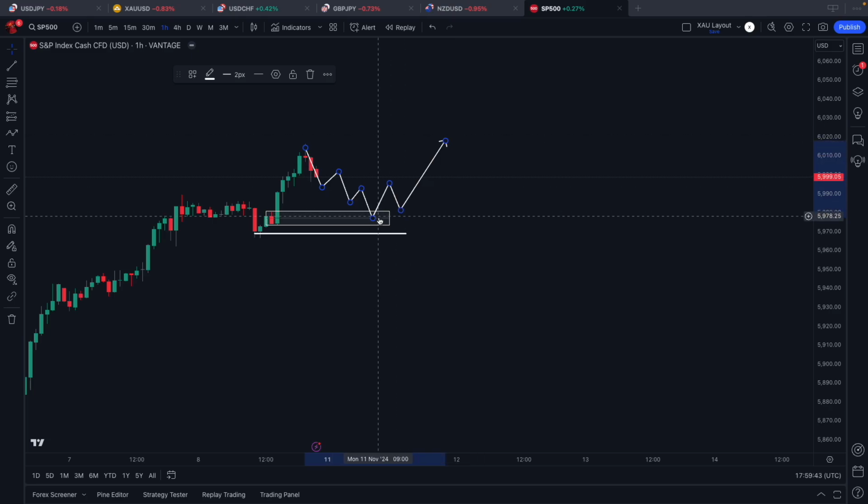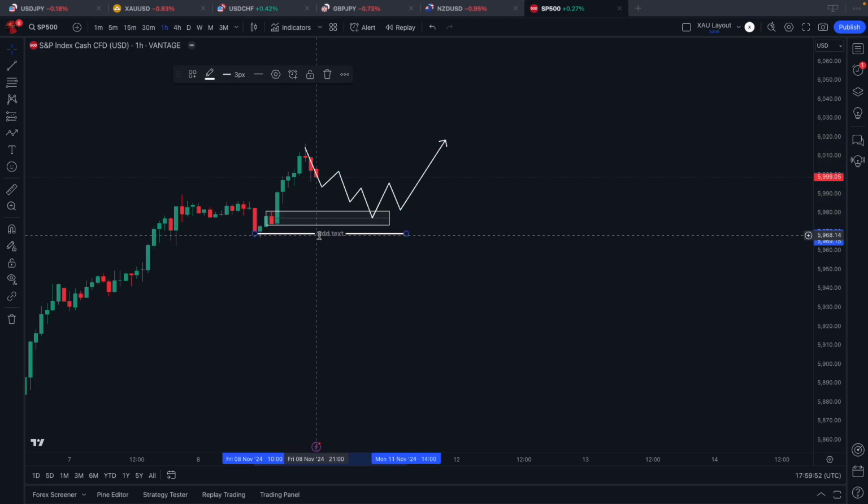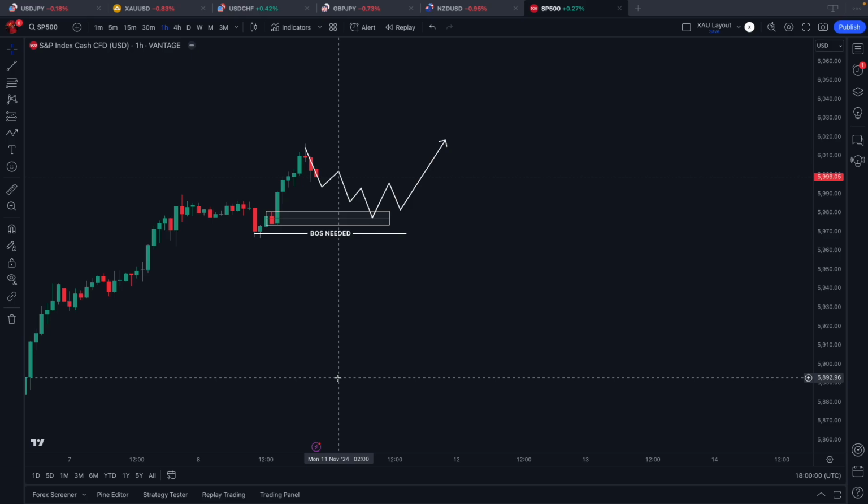Now, if price is absorbed from this area of demand and we have a break in this low here, then that's when I'd be looking to take this market short. So it's important that we get the break of structure we need to suggest longer term bearishness. Once we have that, that is when we can then prepare for our short positions.